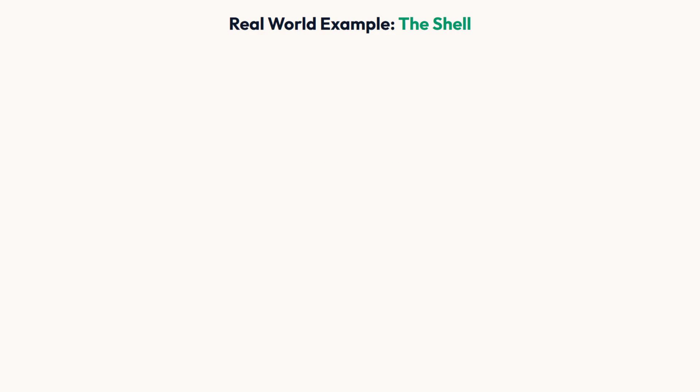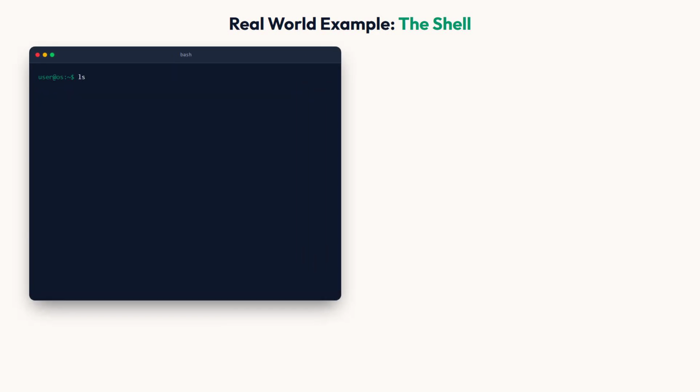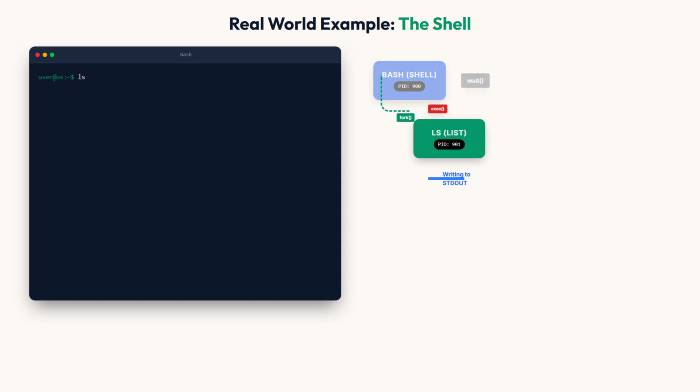Now let's connect all of this to something you use every day: the command line or the shell. When you open a terminal and type a command, like ls, what actually happens? The shell reads your command. Then it creates a new process using fork. In that child process, it calls exec to run the command. The parent shell then waits for the child to finish. Once the command is done, the shell shows the prompt again. This simple loop is how your terminal works. And this entire behavior is built using fork, exec, and wait.